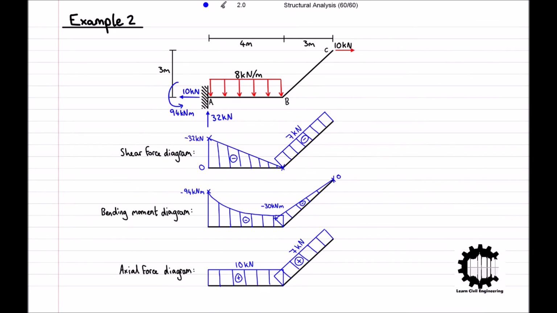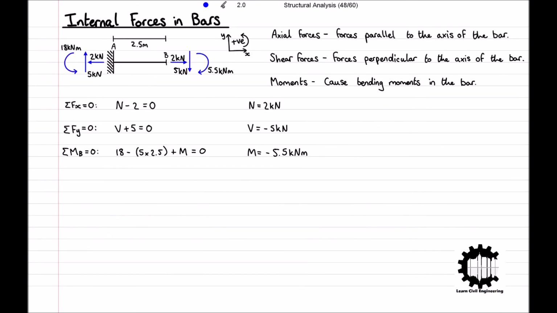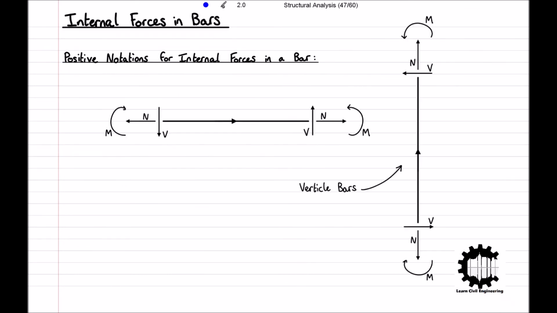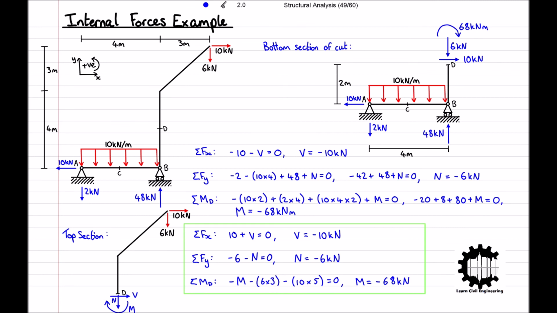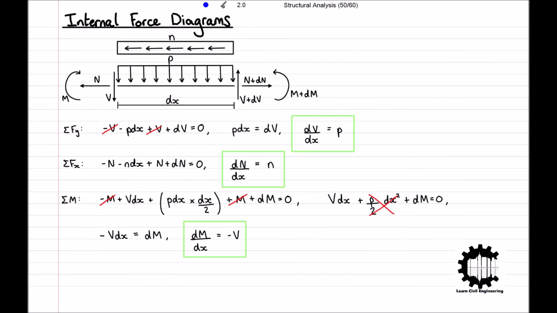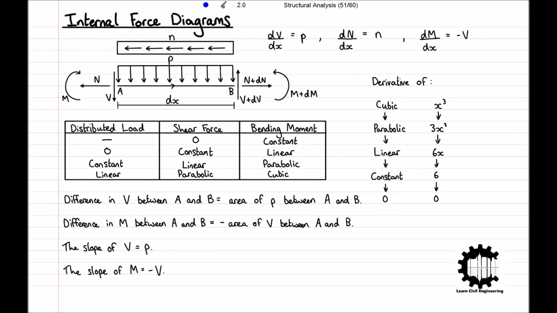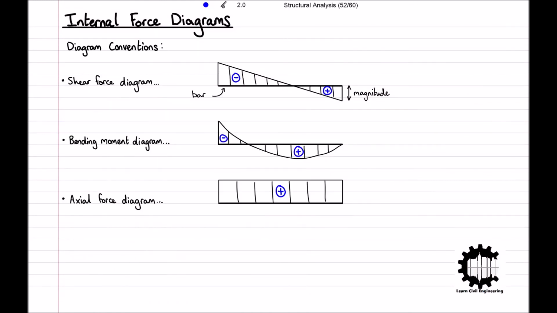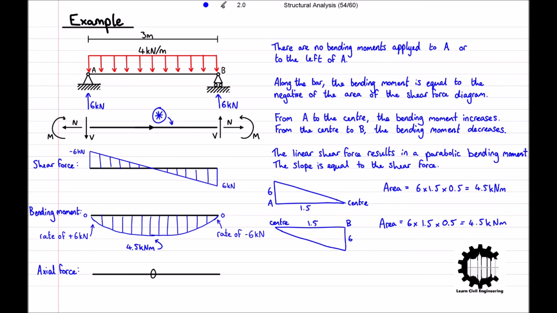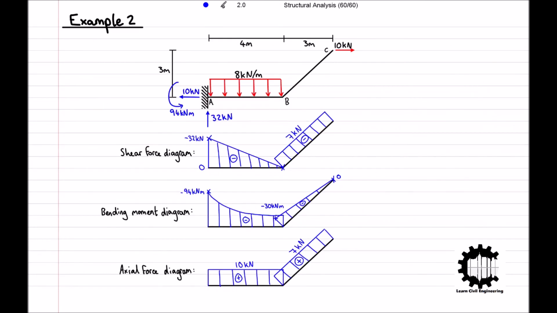To summarise what we have covered in this video, we started by introducing the types of internal forces within an element of a structure, then learning the positive notations for the internal forces within a bar. Next, we covered how to calculate the internal forces at a specific point within an element. We then introduced the concept of internal force diagrams, along with the principles for determining the degree of each internal force along a bar, and the conventions for internal force diagrams. And we finished the video off with 2 example problems where we implemented all of the theory we had previously learnt.